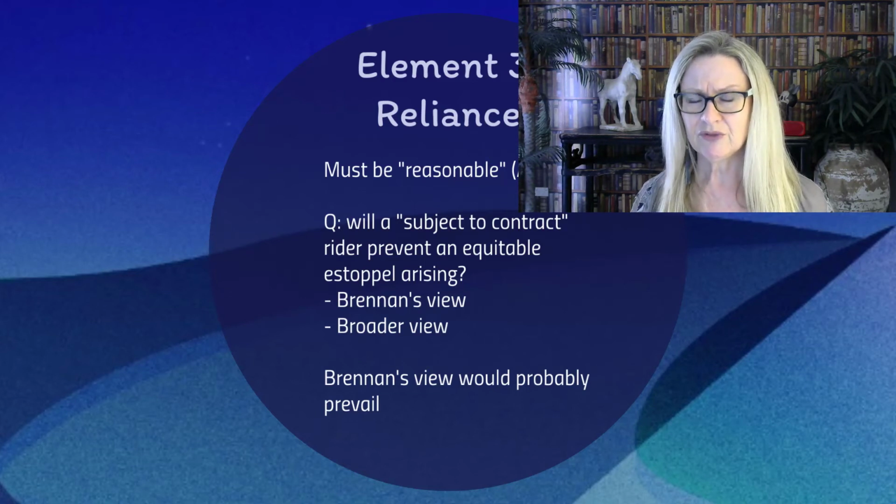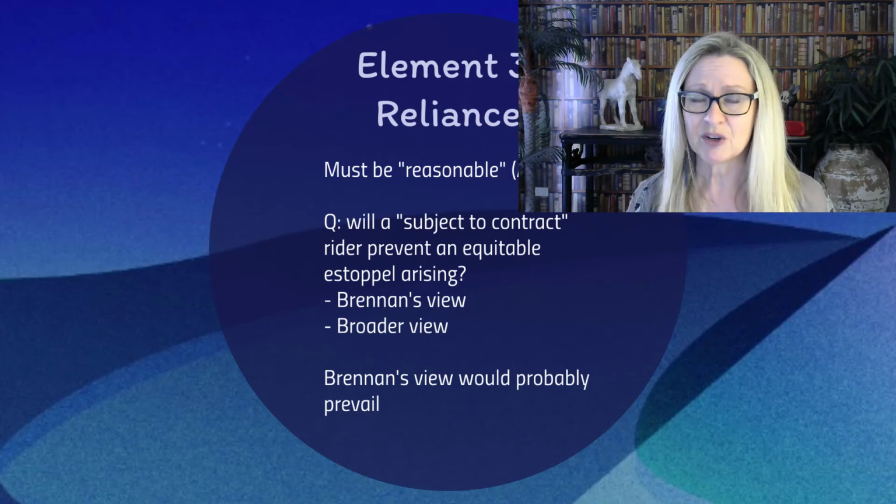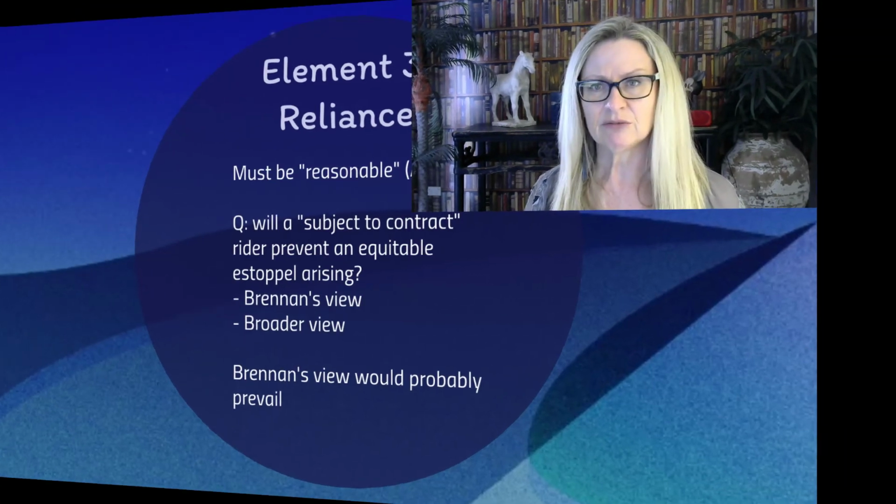Gore's view on this is that it probably wouldn't knock out estoppel. It might create evidentiary problems, because it's going to be pretty hard to show that, notwithstanding a clause like that, you still actually went ahead and relied on this erroneous assumption. But technically, the argument would still be available. It might just be more difficult to make. So that's element 3, reliance.